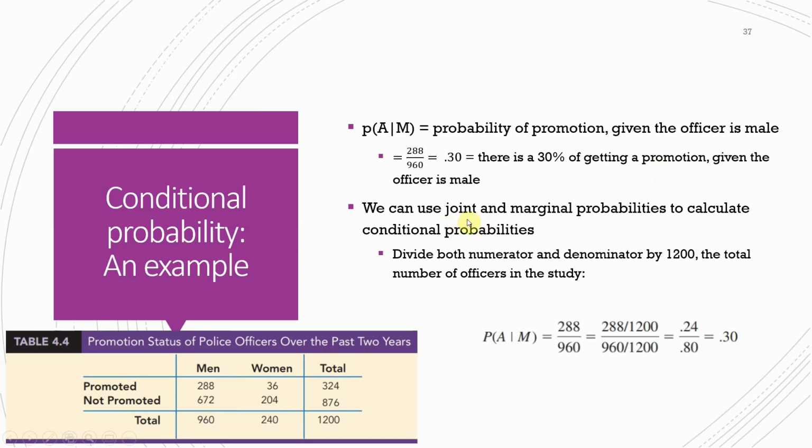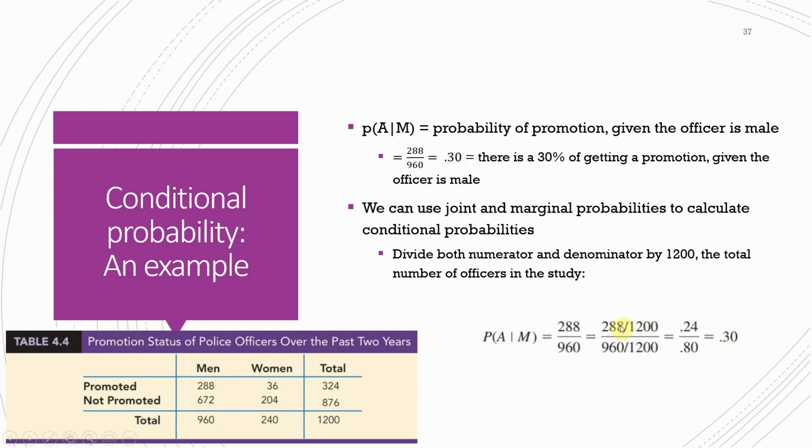So remember, we just calculated that with the raw data, but we can use the joint and marginal probabilities to calculate the conditional probabilities. So let's start tinkering with this. Let's divide, just for fun, both the numerator and the denominator by 1,200, right? The total number of officers in the study. 288 divided by 1,200, this 960 from up here divided by 1,200, right? We would get 0.24 divided by 0.80 is 0.30. That's the answer.